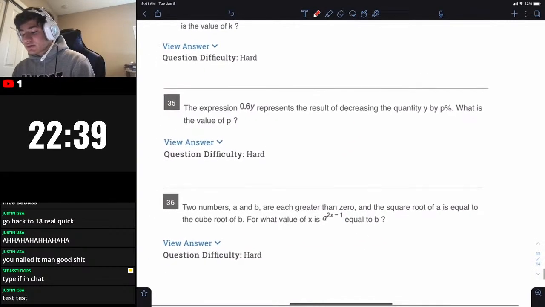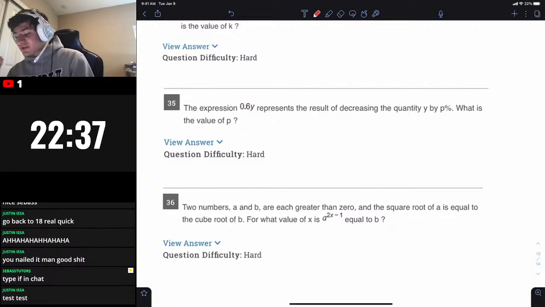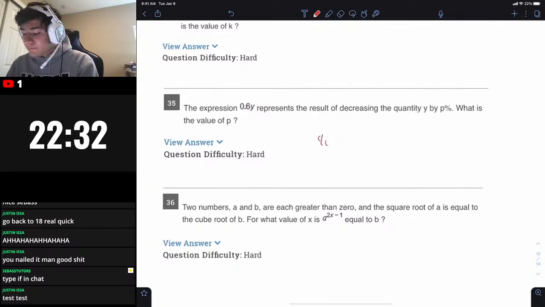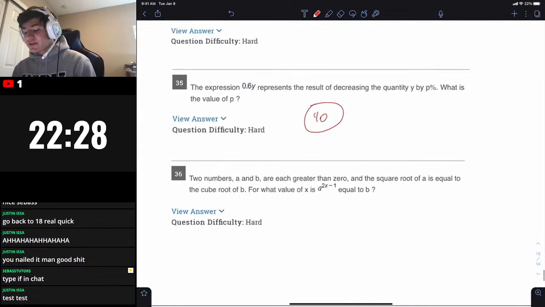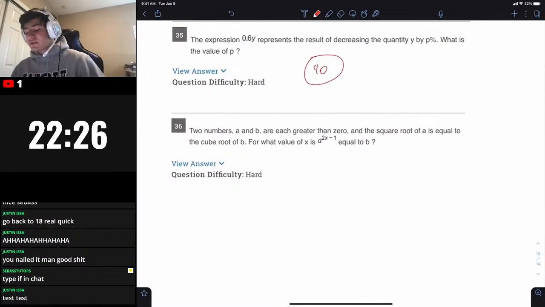35. In the expression 0.6y represents the result of decreasing quantity y by p%. What is the value of p? 40. Right, because if you decrease something by 40%, you are taking 60%, or you have 60% left. So you have 60% of whatever.